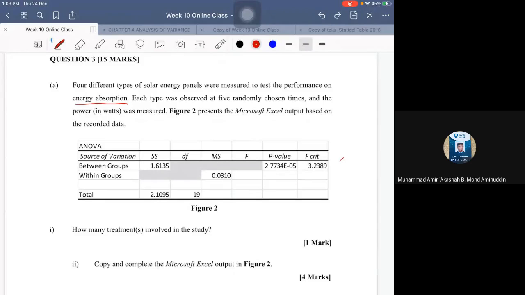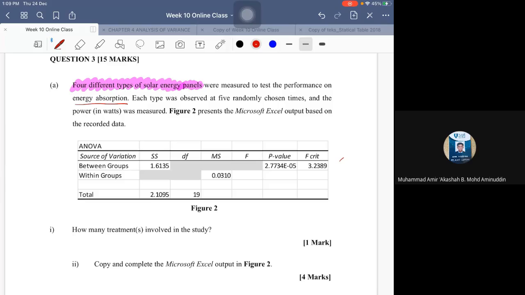First of all, from the question itself, we have to identify the factor. What is the factor for this case? Can anyone tell me? Just by reading that, can you tell? Type of solar energy panels. That's right. So the factor is going to be 4 different types of solar energy panel. That is going to be our factor A.